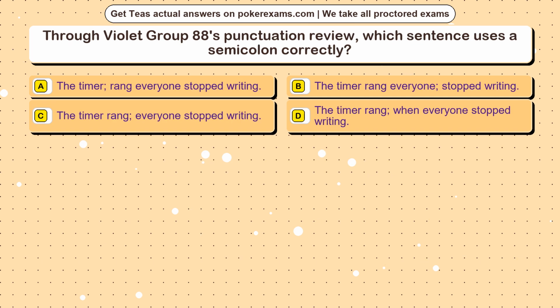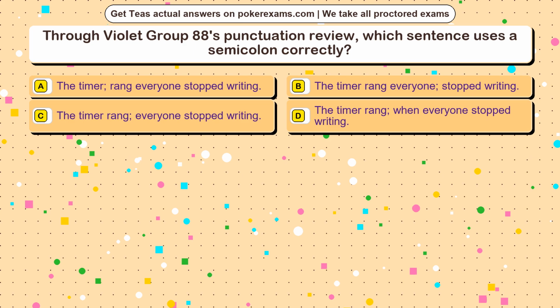Question 23. Through Violet Group 88's punctuation review, which sentence uses a semicolon correctly? Option A. The timer rang, everyone stopped writing. Option B. The timer rang, everyone stopped writing. Option C. The timer rang, everyone stopped writing. Option D. The timer rang when everyone stopped writing.